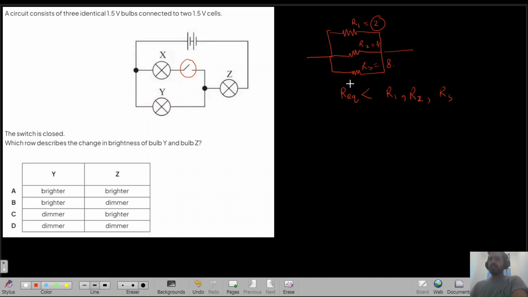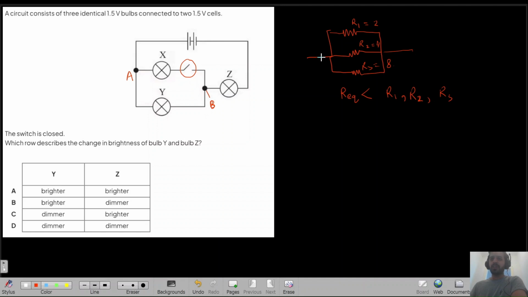So if you understand this concept, you will see that before closing the switch, we had only one resistor here and one resistor here in the circuit, right? But after we close the switch, now we have a parallel combination in this part, that is X and Y, right? So if I ask you, how will the total resistance between this point A and this point B change after I close this switch?